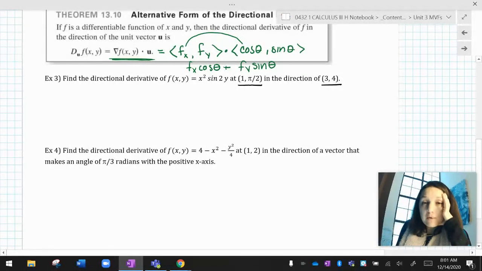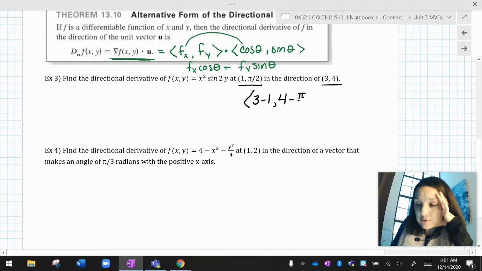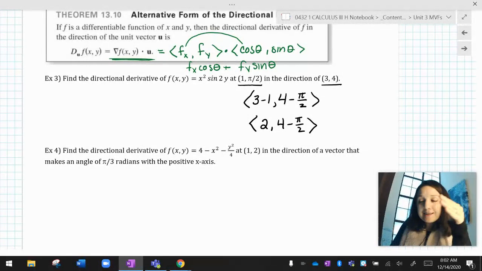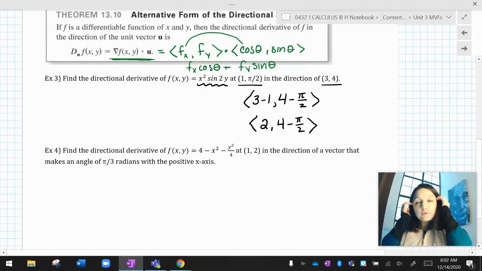Okay, so what I first have to do is say, if I'm standing at one point and I want to get to another point, what direction am I going? Well, the vector that would be the direction that I'm going would be 3 minus 1, 4 minus pi over 2. I would like to head in the direction of the vector (2, 4 minus pi over 2).